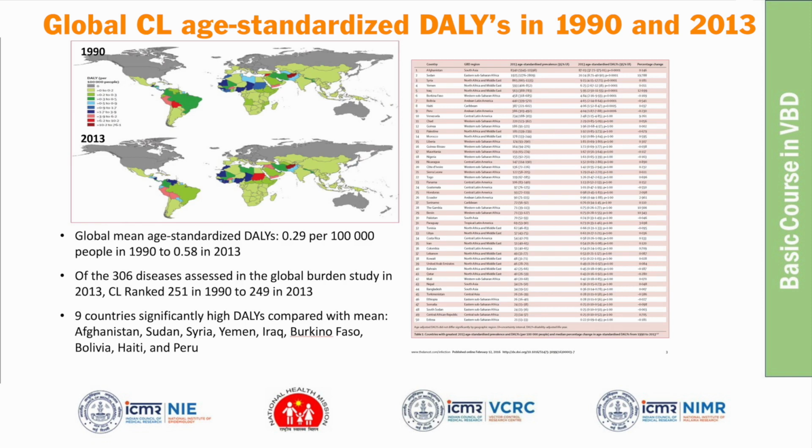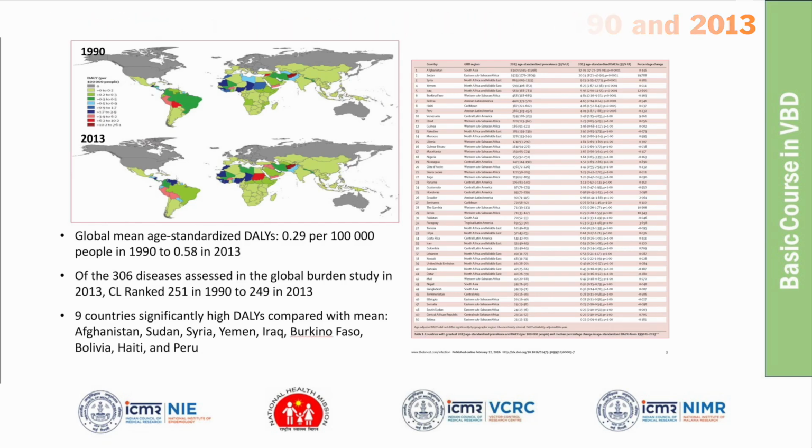So you can see, of the 306 diseases assessed by the Global Burden of Disease Study in 2013, CL ranked 251 in 1990, and it has come down to 249 in 2013. Nine countries have significantly high DALYs compared with the mean. The 9 countries are Afghanistan, Sudan, Syria, Yemen, Iraq, Burkina Faso, Bolivia, Haiti, and Peru. So these are the 9 countries ranking highest in contributing DALYs to the global burden of cutaneous leishmaniasis.